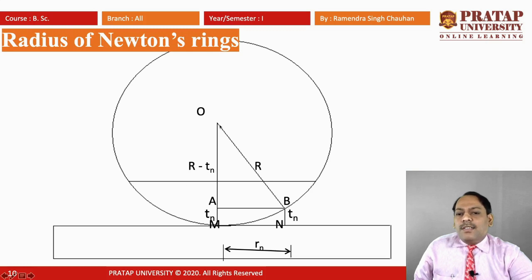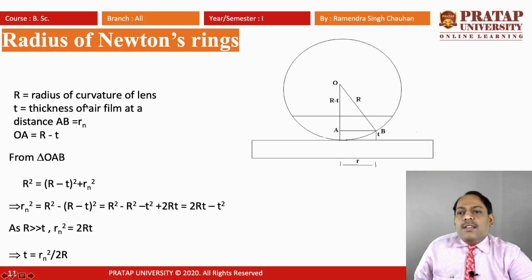So from the diagram we can see that from O to B is the radius of the sphere, given as R. Now, as we know AM is equal to Tn, from O to A the length will be R minus Tn, because joining O to M gives R, and Tn is not included, so OA is equal to R minus Tn. Now for finding Rn we will use the triangle OAB, apply the Pythagoras theorem, and after some approximation we will determine the radius of Newton's rings.